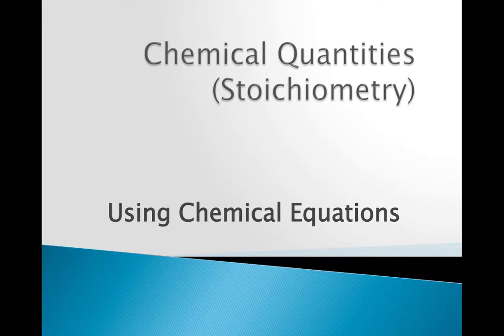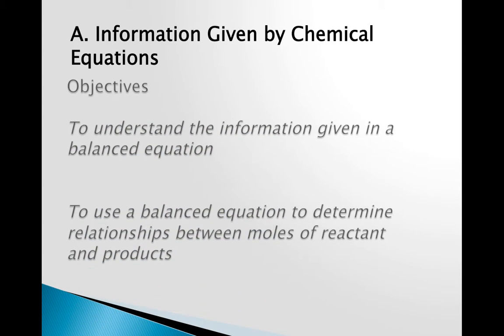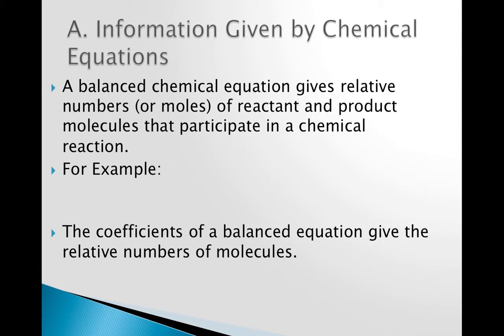It's called stoichiometry, and we're going to do it using chemical equations. Information given by chemical equations. Here are the objectives: to understand the information given in a balanced equation, and then to use that balanced equation to determine relationships between moles of reactants and moles of products.